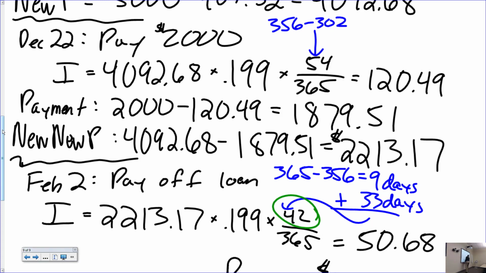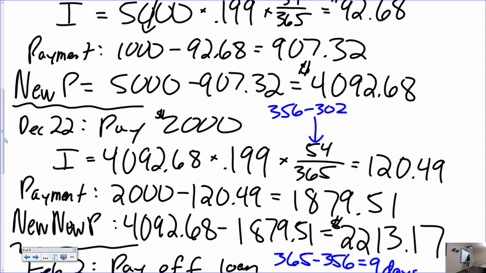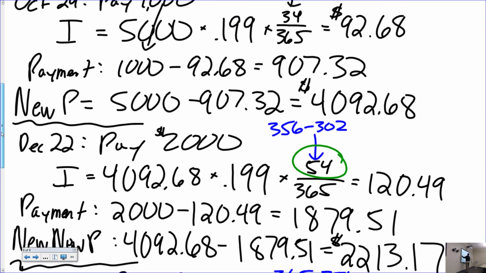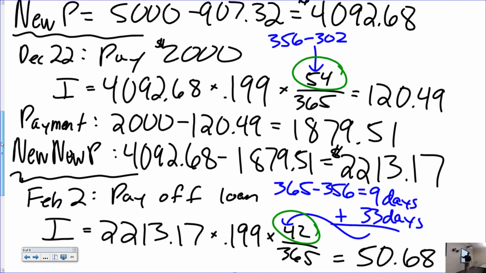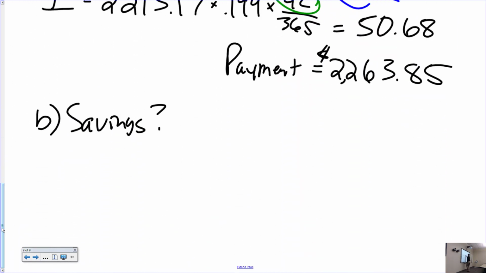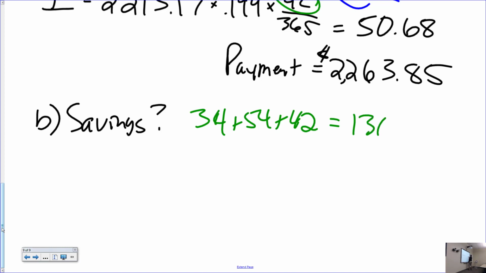34 plus 54 plus 42. You can calculate the days using the calendar if you want, but you've already done it once. So go ahead and use the fact that you've done 34, 54, and 42. How many days did I borrow this? 130. Oh, nice. 130 days.